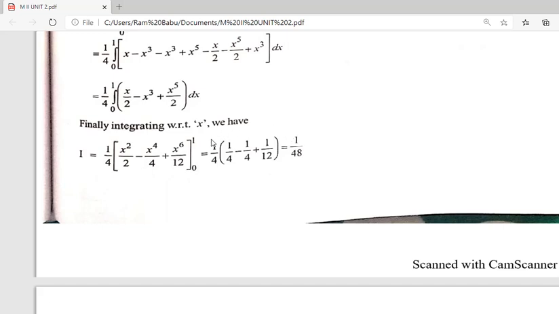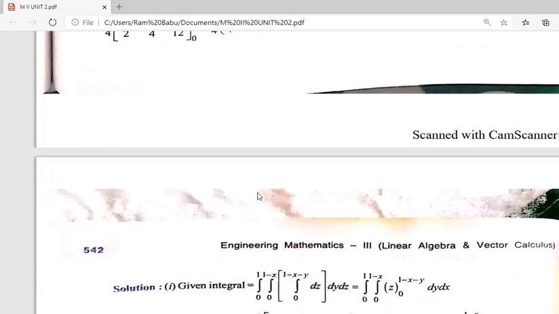Therefore we have 1 by 4 into 1 by 4 minus 1 by 4 plus 1 by 12. Okay, on solving this we get 1 by 48. Here let us consider LCM. Here LCM is 12. Okay, by taking LCM and solving it, we get finally 1 by 8.